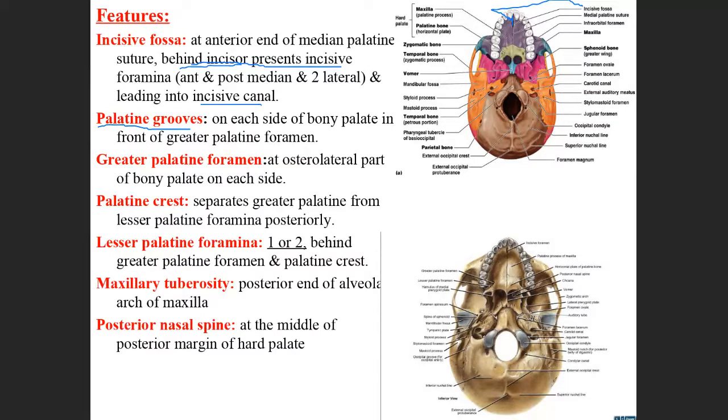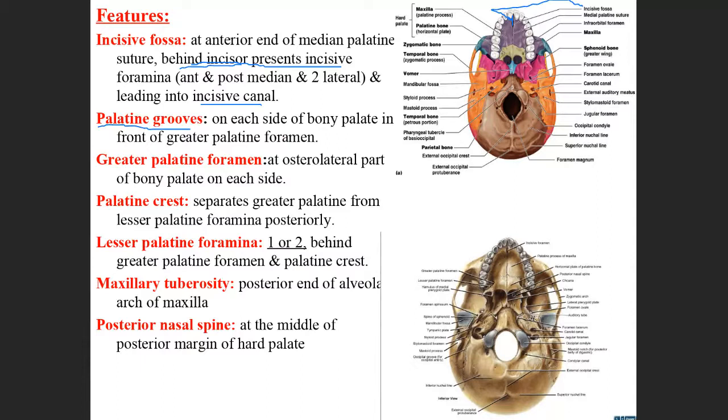And then greater palatine foramen. What are greater palatine foramen? These are the large holes present in the palatine bone. And palatine crest. What is palatine crest? This palatine crest separates the greater palatine foramen. Here you just remember these names, that's all.